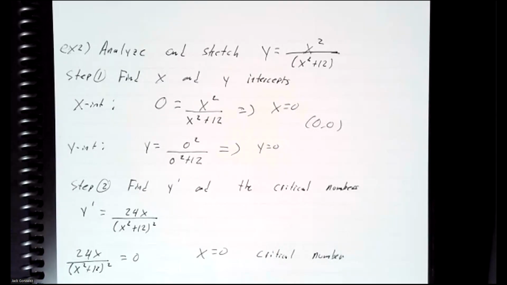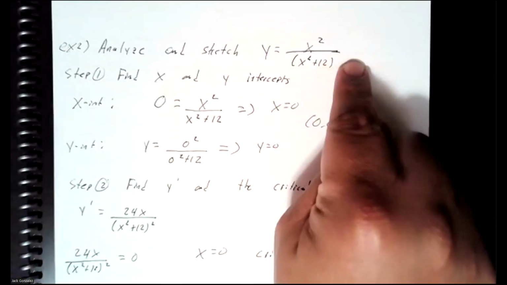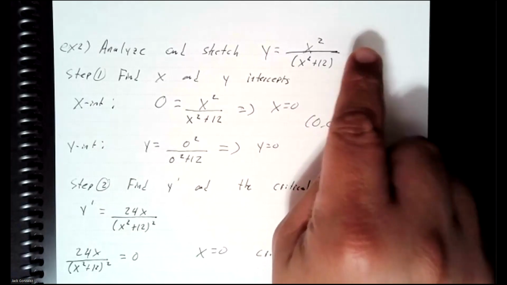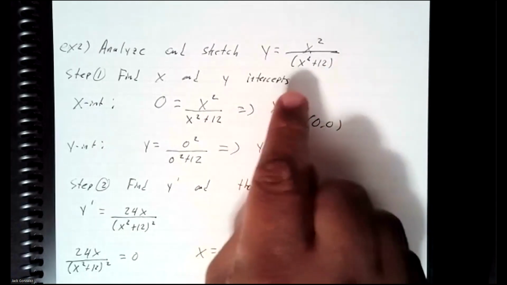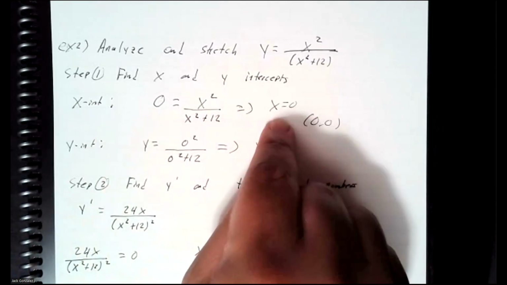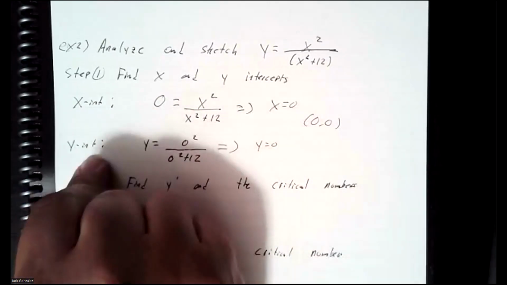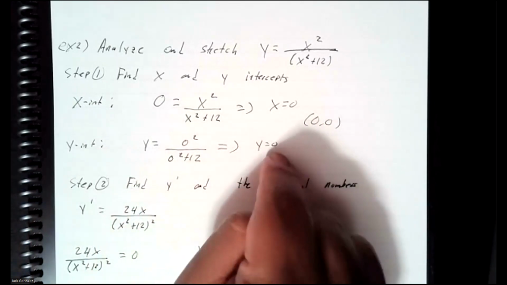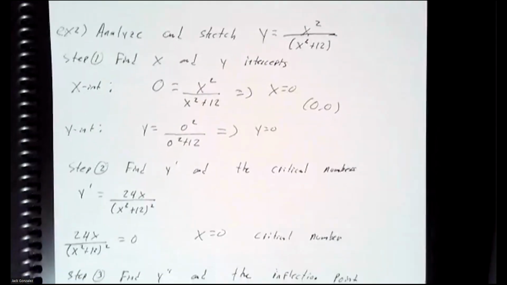Okay, so same procedure. We have a function. We want to graph it or sketch it. Find the intercepts. For the x, let the y be 0. Obviously, it's only going to be 0 here. Intercept for y, let x be 0, and you end up with the same spot again. So it just so happens it's similar to the last one.